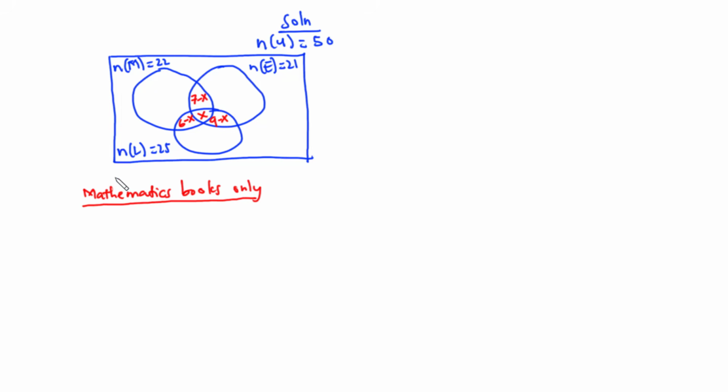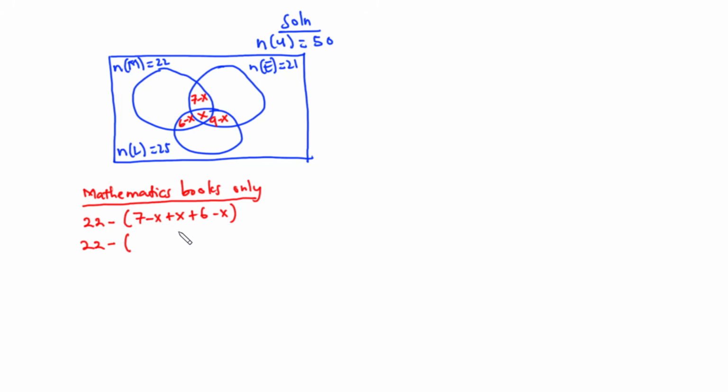Now the number of students who had mathematics is 22. So we are going to consider this circle for mathematics books. The number of students who had mathematics books is 22. So if you want to find the number of students who had mathematics books only, we are going to subtract 7 minus x plus 6 minus x from 22. So we have 22 minus (7 minus x plus 6 minus x).